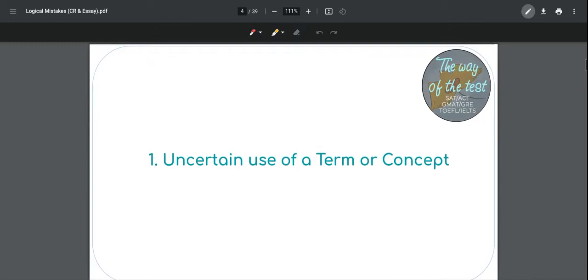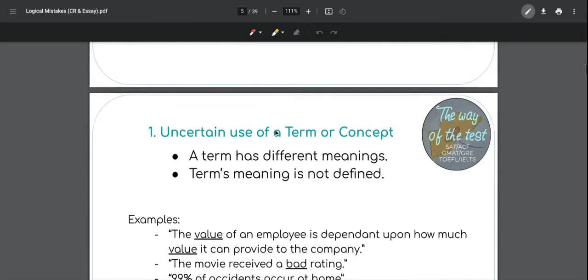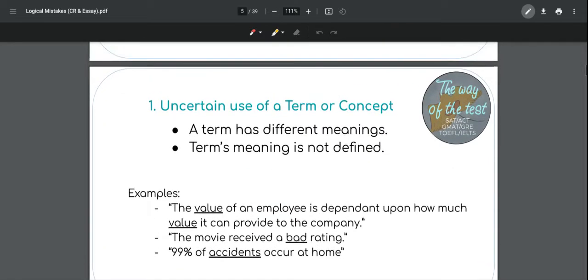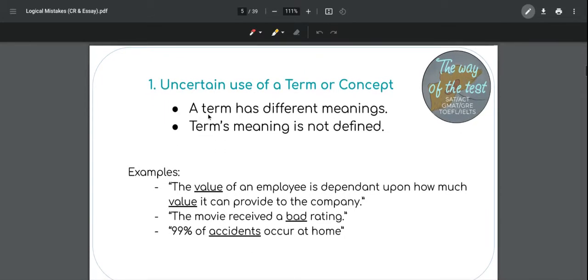Okay, so the first logical mistake is the uncertain use of a term or concept. Remember, we're going to see this mostly in the critical reasoning and the analyze an argument essay. So how does this work? Basically, it works when we're using the same term and the term has two different meanings, and those meanings change within the same text. So maybe at the beginning of the sentence, the term is taking one meaning, and then during the rest of the sentence or the same paragraph, the meaning of the word is going to change.